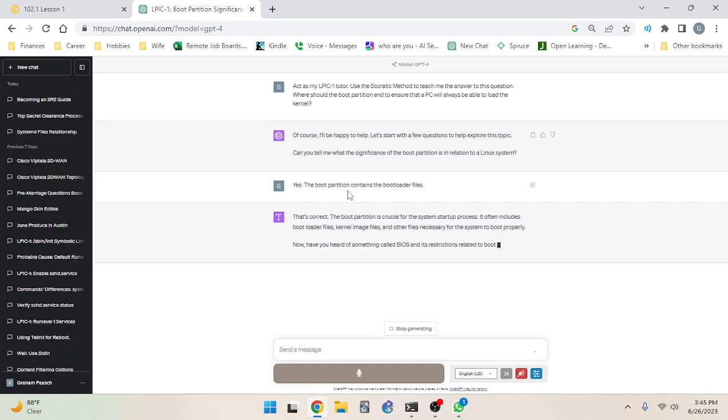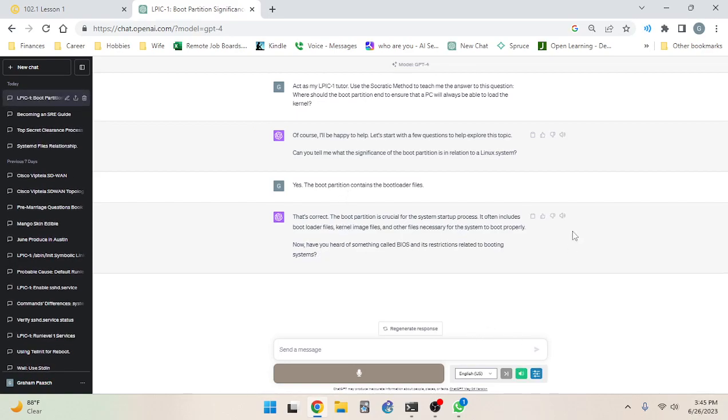That's correct. The boot partition is crucial. I'll just have it read it for me.